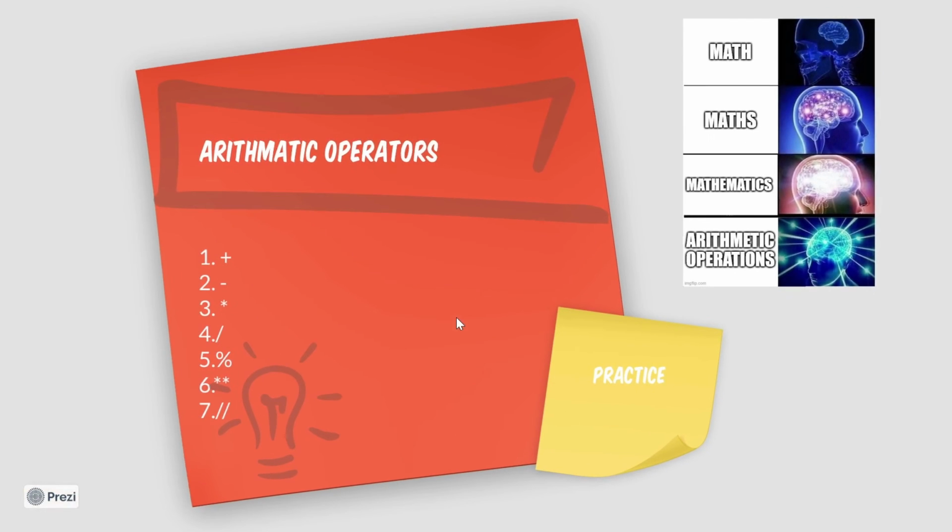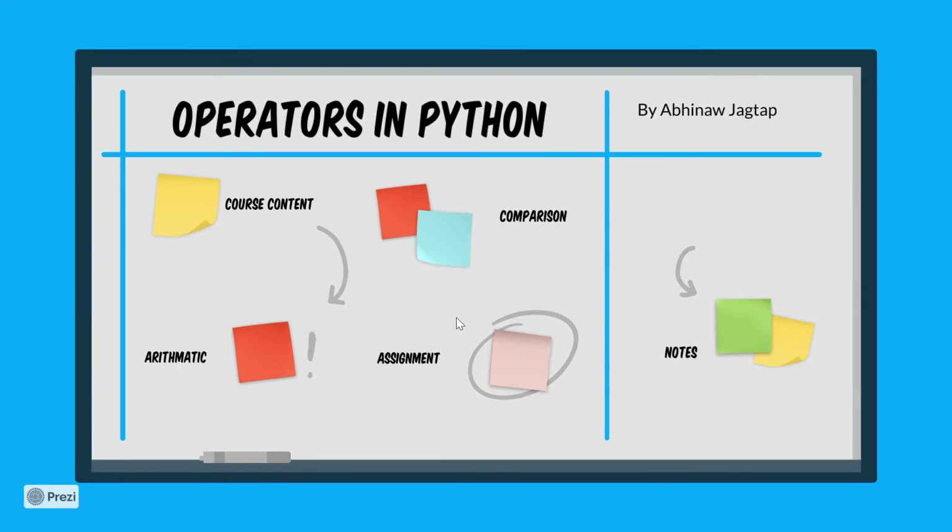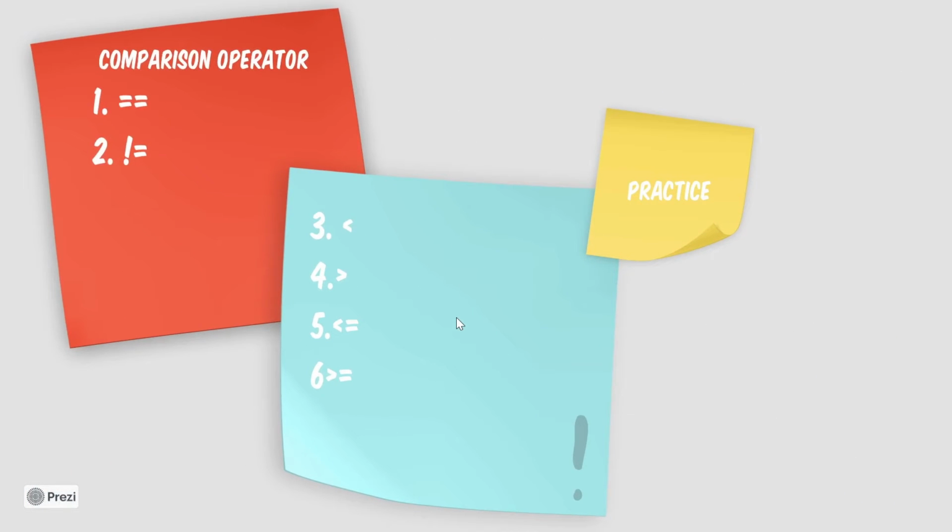So after this arithmetic operator, let us look at our next operator, that is comparison operator. Comparison operators are again very easy kind of operators. We have 6 kinds of comparison operator. This is called equal to operator, this is not equal to operator, this is less than, this is greater than, this is less than or equal to, this is greater than or equal to.